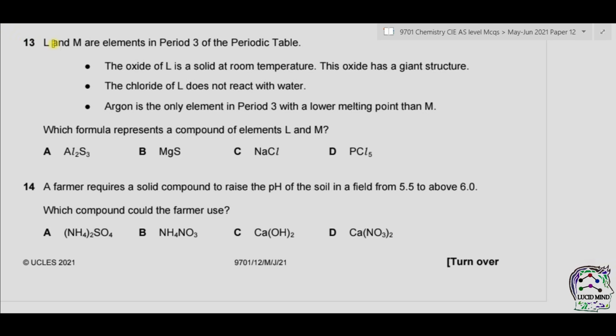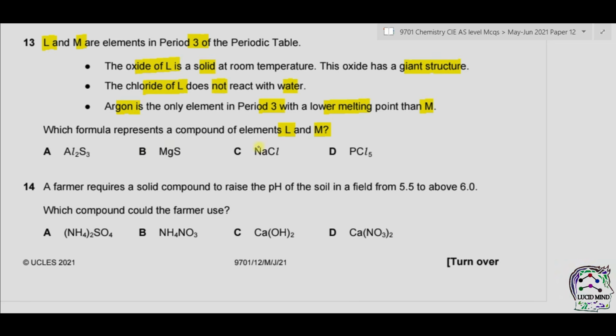Question 13. L and M are elements in period 3 of the periodic table. The oxide of L is solid at room temperature. This oxide has a giant structure. The chloride of L does not react with water. Argon is the only element in period 3 with a lower melting point than M. Which formula represents the compound of elements L and M?